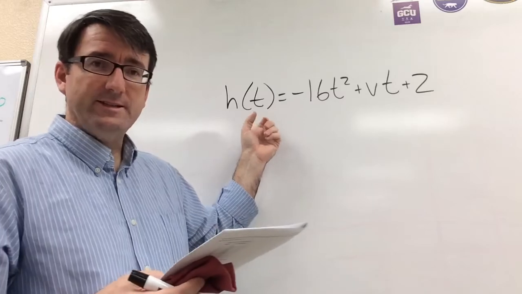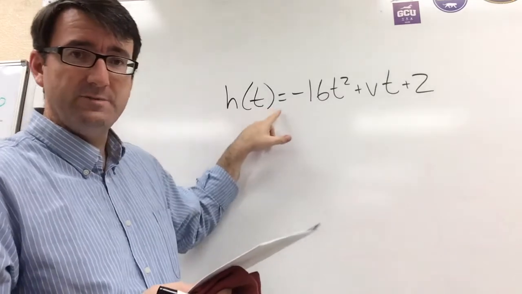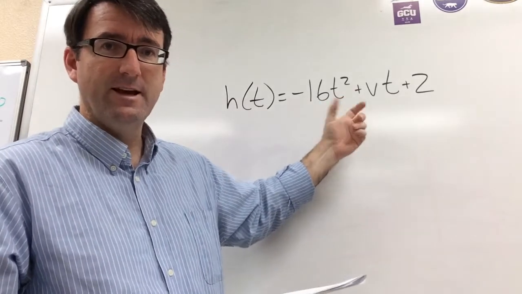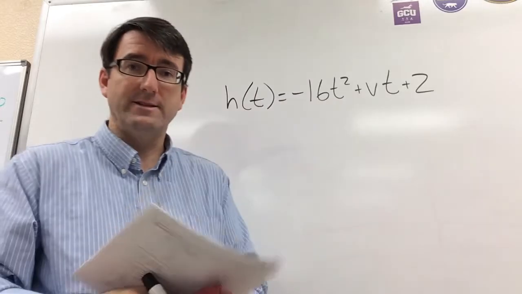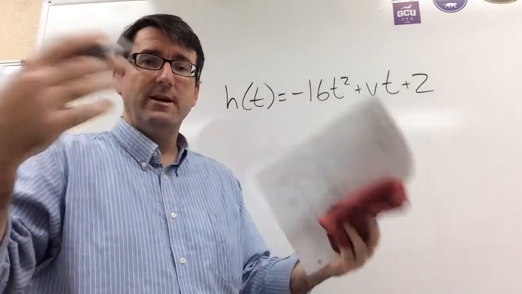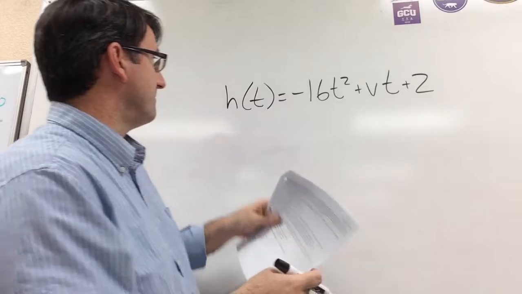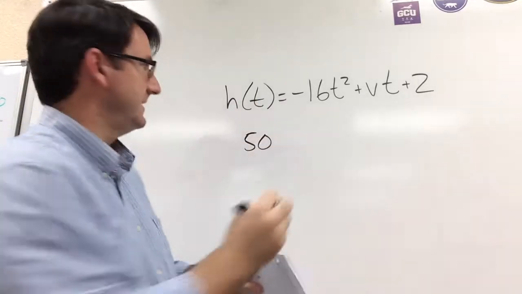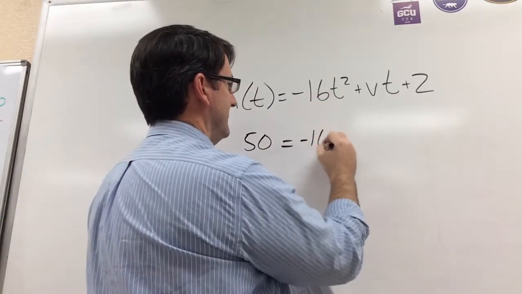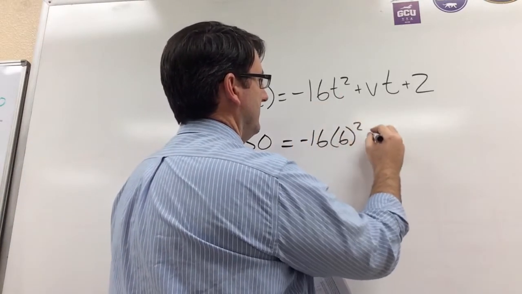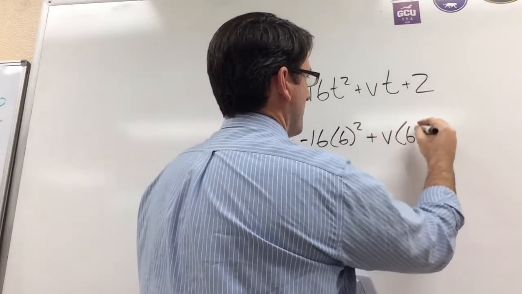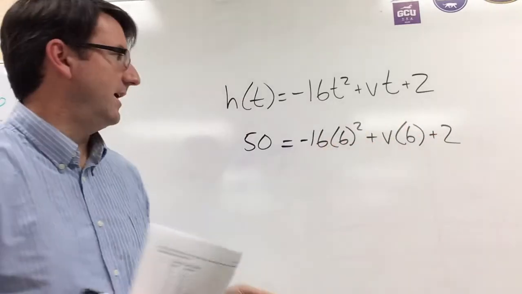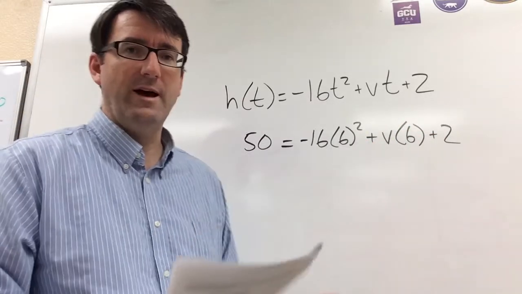Now what this equation is giving us is the height with respect to time. And we're told that when the time was 6 seconds, the ball was 50 feet in the air. At 6 seconds is when it landed in the stands 50 feet off the ground. So if we plug in 50 for the height and 6 for the time and then solve for v, that's going to give us our initial upward velocity, and then we'll have the whole equation.